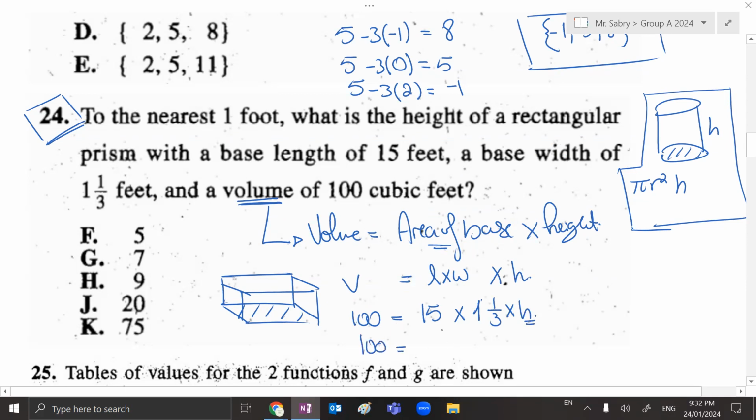100 equals 15 times 1/3 on a calculator. That's 20 times h. I'll move 20 to the other side by division now. So I'll get the height as 5. That's the height. Does that make sense?